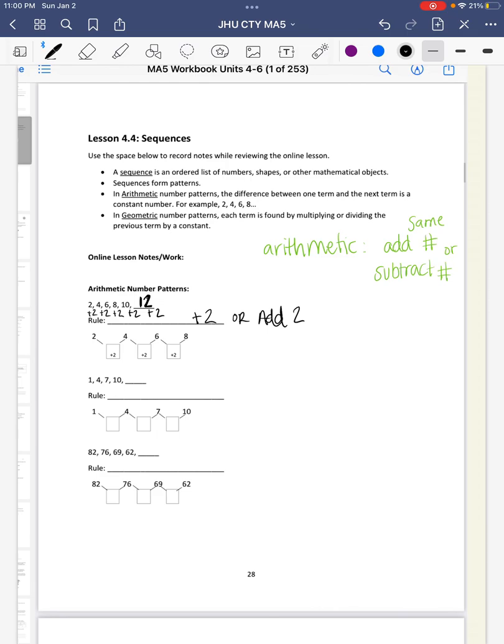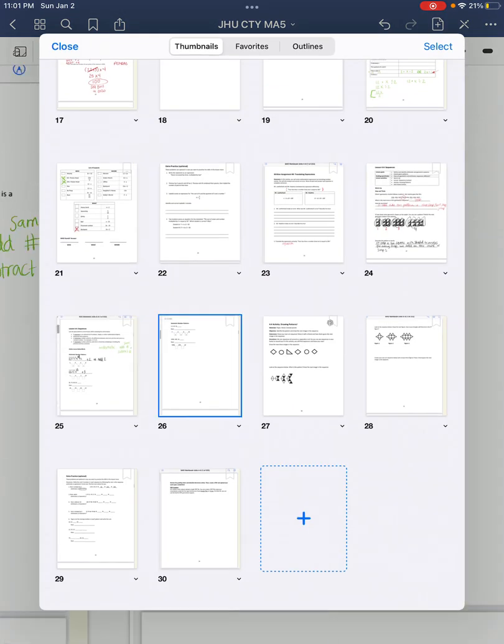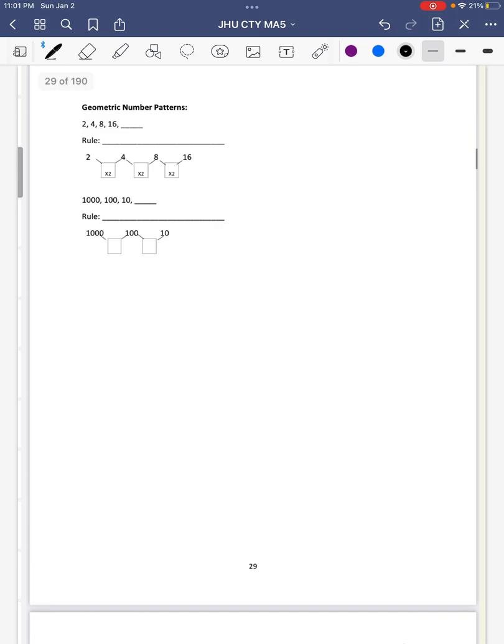Okay. And the next one, here's this cool pattern. 1, 4, 7, 10. To get from 1 to 4, I added 3. To get from 4 to 7, I added 3. To get from 7 to 10, I added 3. To get from 10 to 13, I added 3. Okay, pretty simple. You get the gist of it. The next page in our student workbook, page 29, is looking at some geometric patterns. Remember, geometric means to multiply or divide.